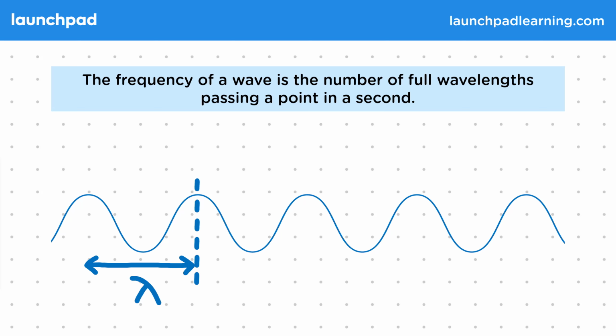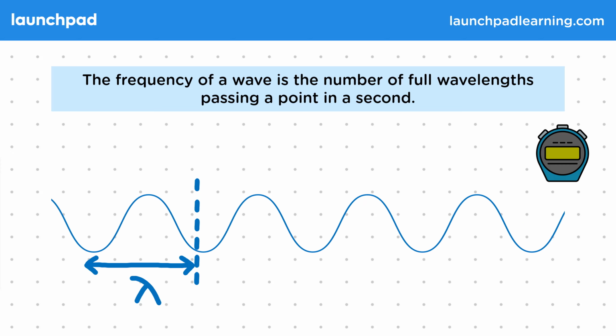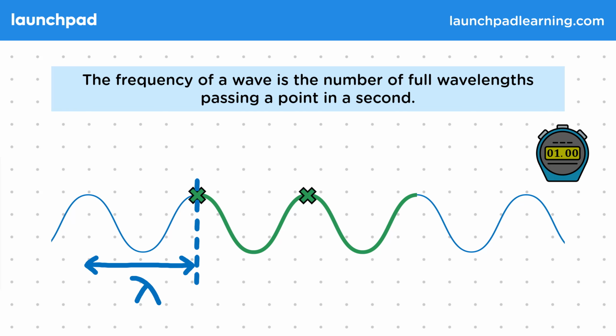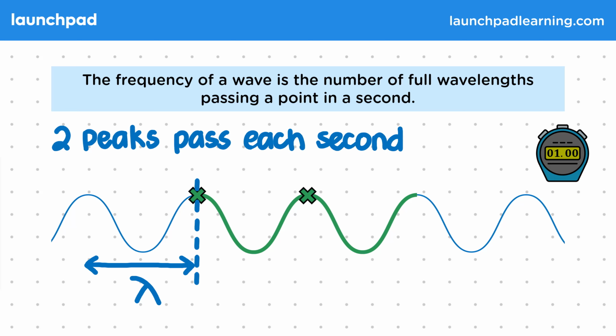So to measure the frequency, we watch the wave move for 1 second and count the number of peaks, and hence full wavelengths, which pass this line. So we count 1, 2 peaks during 1 second of motion. Since we'll see 2 peaks pass a point each second, there will be 2 wavelengths passing the point each second. So we can say this wave has a frequency of 2 hertz, where hertz is the standard unit for frequency. It basically means things per second.